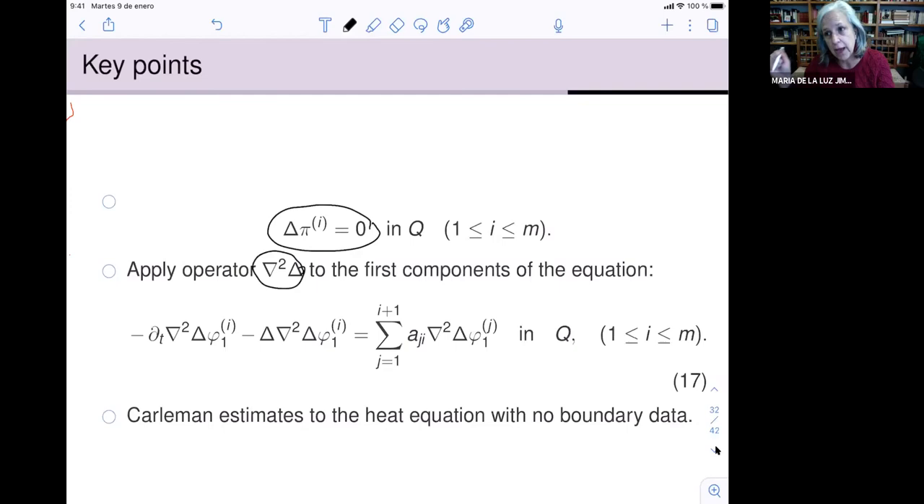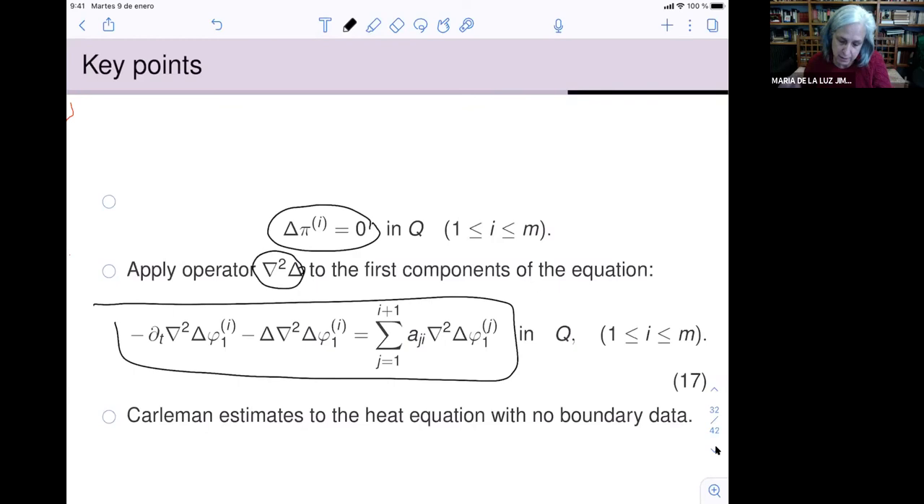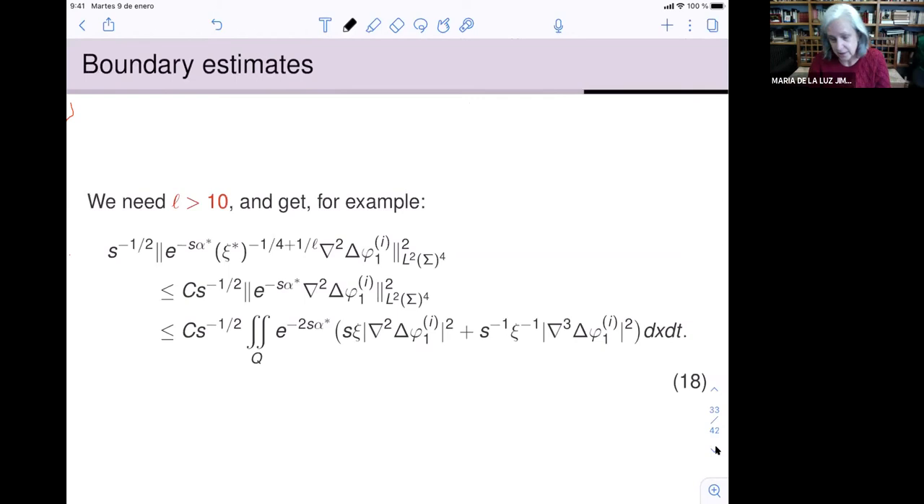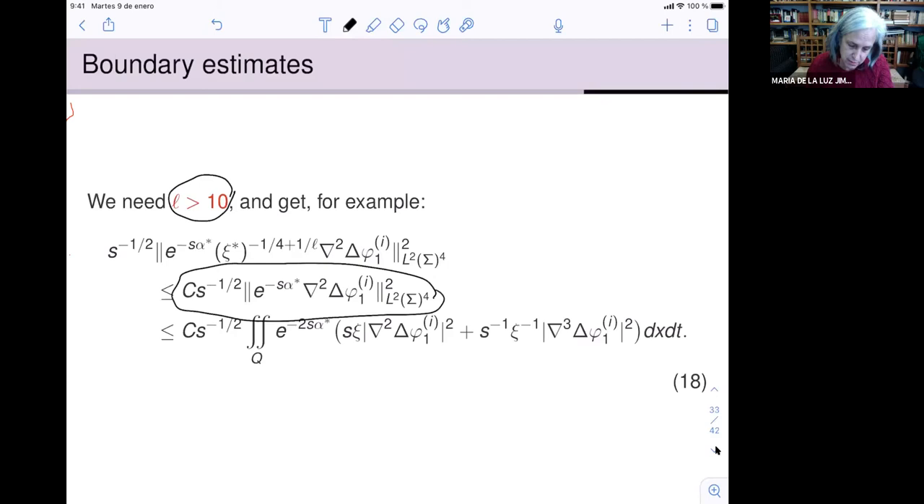So we will consider these, and then use the Carleman estimates for the heat equation with no boundary data. And then we will need, here it is important that L is greater than 10, to estimate, you remember these terms in red, I put the boundary terms in red, we need to estimate these terms. So this is only using the Stokes equation. And then we are able to estimate these boundary terms by this term plus this term, okay?